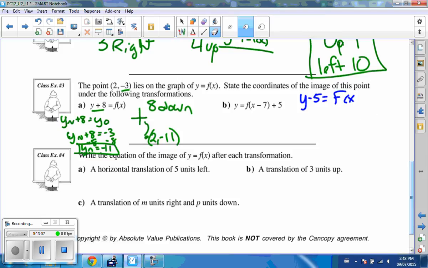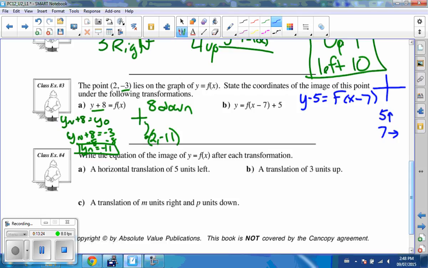At x minus 7. So what I'm going to do now is I'm going to add, this is going to be 5 up and 7 right. And so I could just do kind of the quick sketch here. 2, negative 3 is going to go up 5. So that's going to be at positive 2. And over there, so it's going to be at 9, 2.